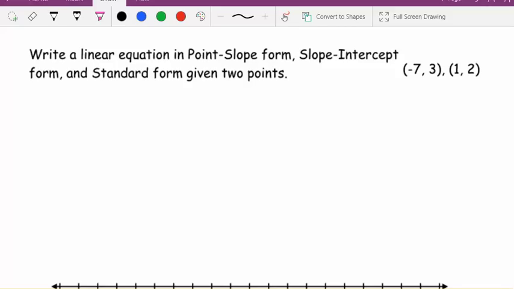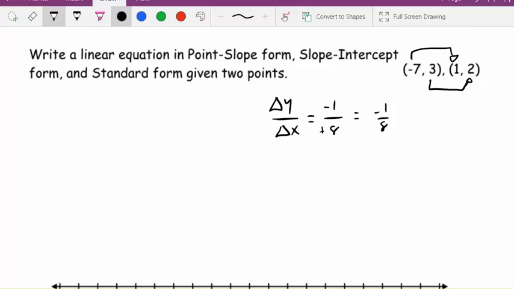Write a linear equation in point-slope form, slope-intercept form, and standard form given 2 points. So when I'm given 2 points, I can always find my slope. We can always find change in y over change in x. So if I go 3 to 2, that's going down 1, and negative 7 to 1, that's going up 8, so my slope is negative 1/8.